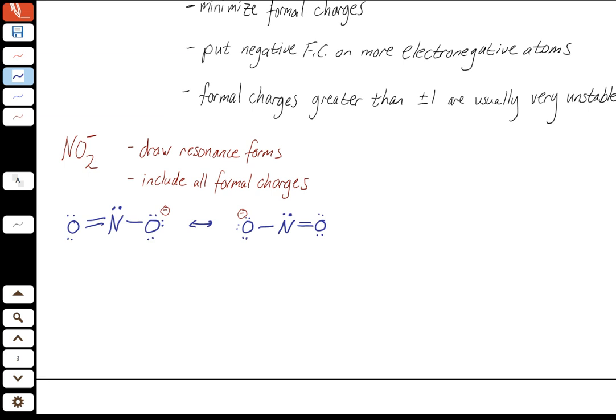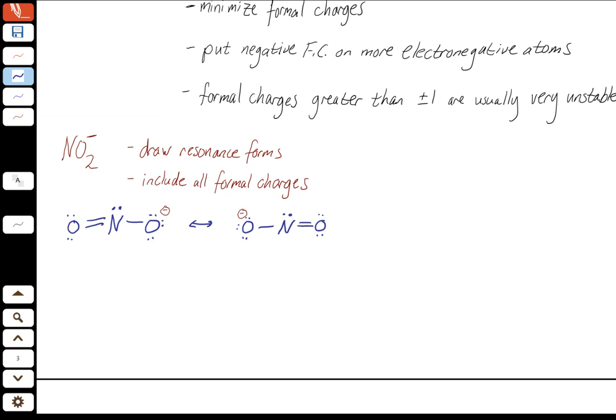Anybody find any other resonance forms? We can't put triple bonds anywhere. We can't do what we did for N2O because we've got too many electrons now because of the extra oxygen. And we should have a negative formal charge on one of the oxygens because we know the overall structure is going to be negatively charged.